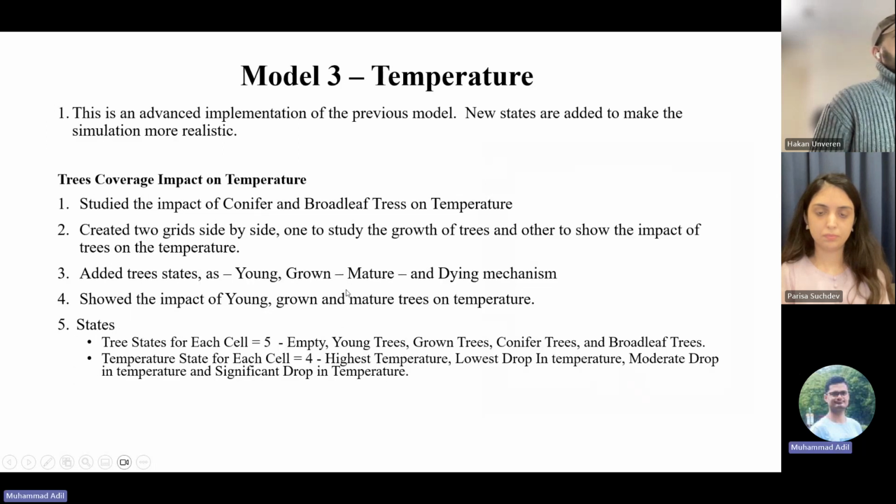This model is basically the continuation of the previous model. Here we added a few other states for the tree growth mechanism. Initially, we were adding the two types of trees, and we were not studying the impact of growth. For example, we know that in the practical world, young trees or very small trees usually have minimal or zero impact on the temperature. So this is exactly what we try to mimic here.